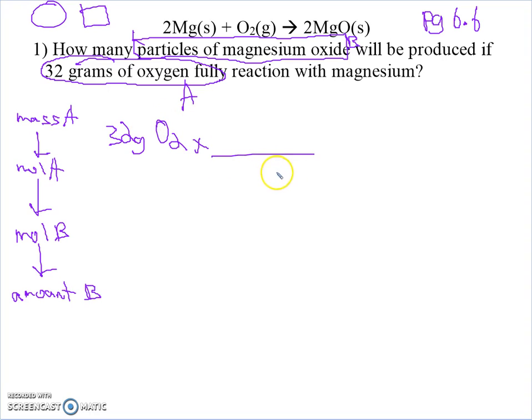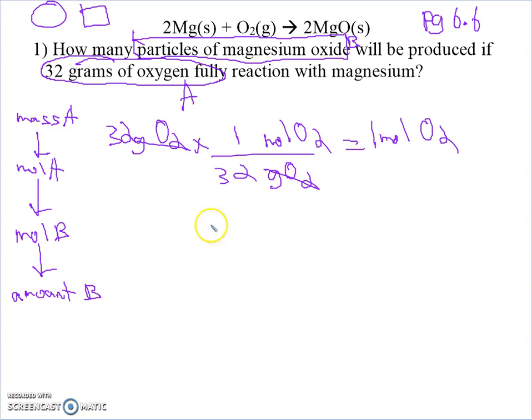Alright, let's see if you're right. So put grams O2 on the bottom to cancel. We'll go to moles O2. We use the molar mass, which is 1 mole of O2 for 32 grams of O2. Grams O2 cancels out. We're left with 1 mole of O2. Alright, so we're going to take that down and do our next conversion. So go ahead and try to do that next conversion.